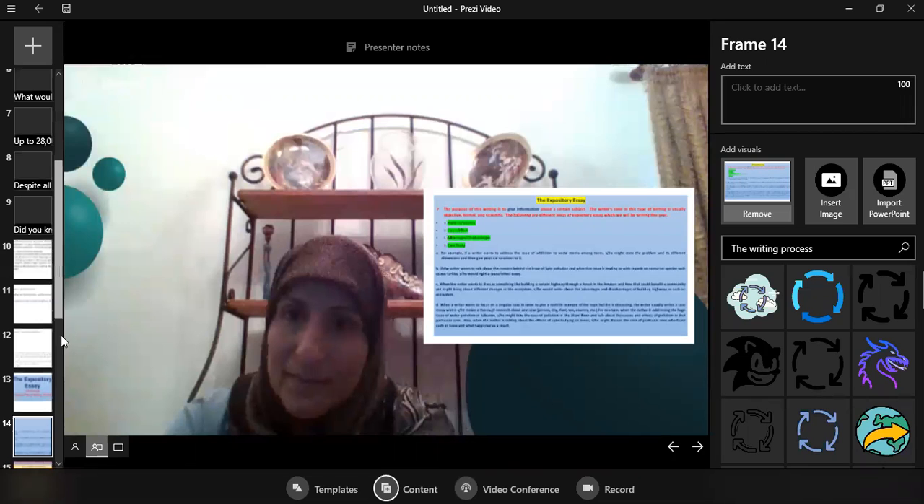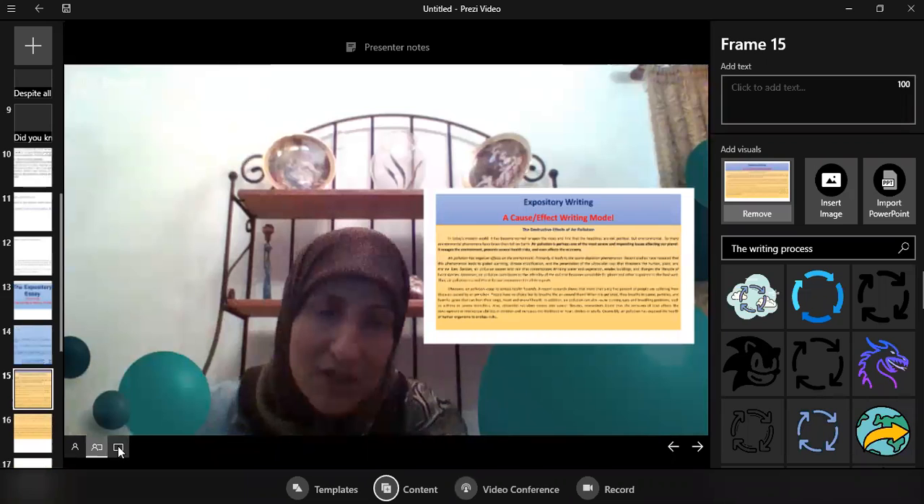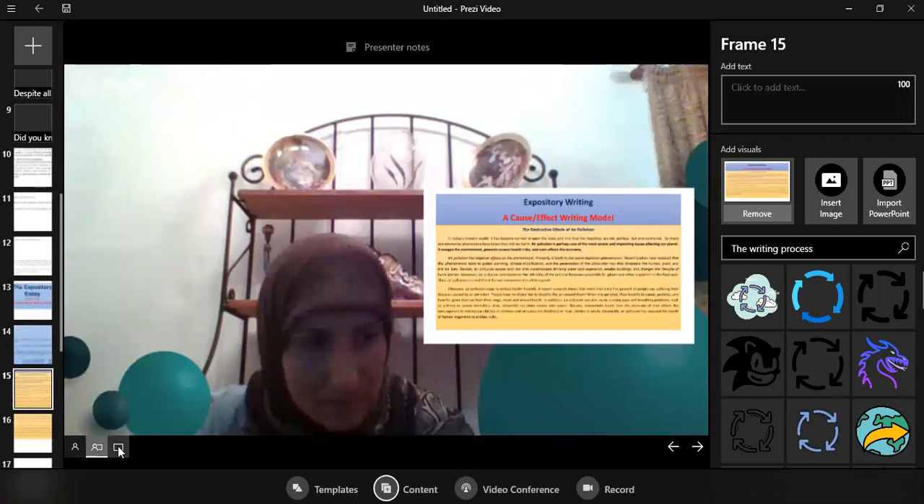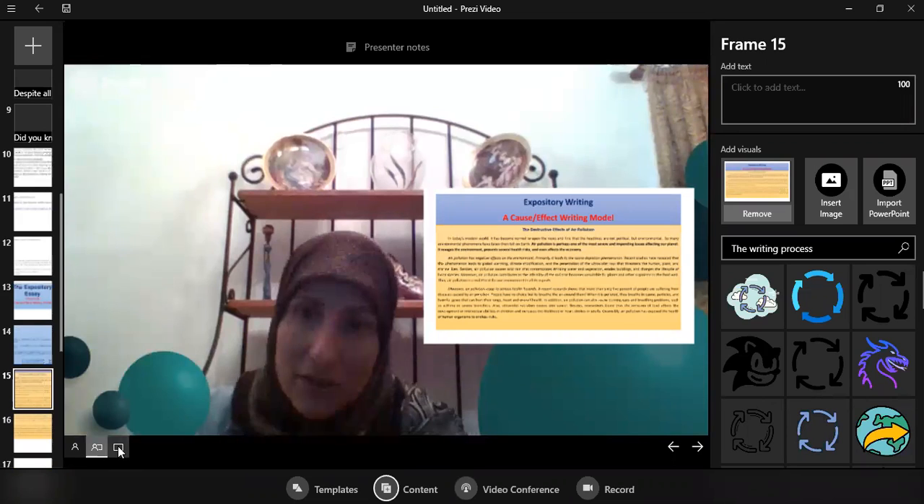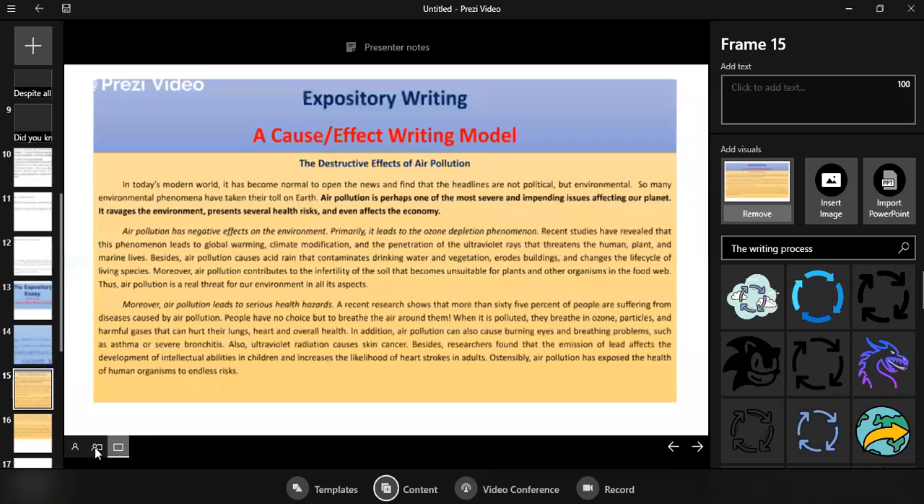Okay, now, to the writing sample. In the worksheet, guys, please be careful. I put 2 writing samples, one cause effect, one problem solution. You need to read both of them because next week you're going to write an essay about one environmental issue. The cause effect model, I talked about the destructive effects of air pollution.